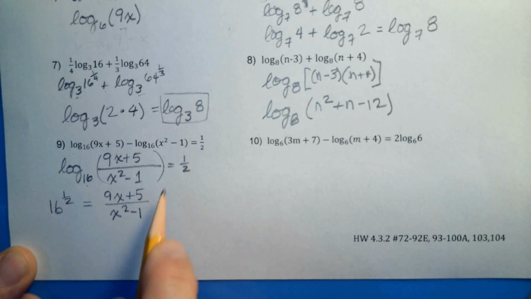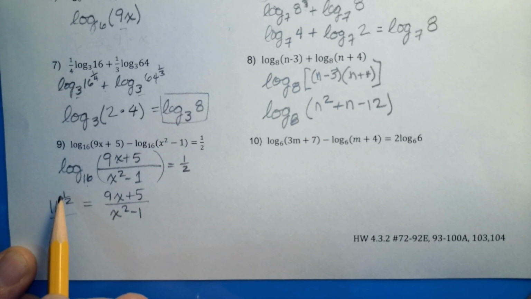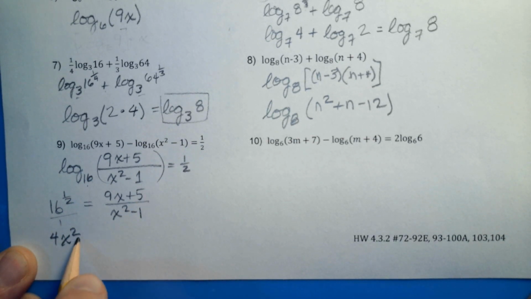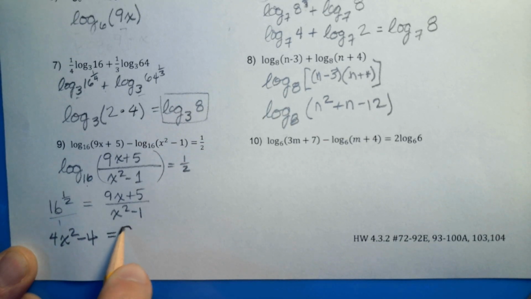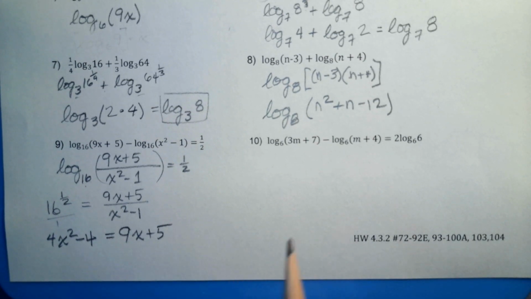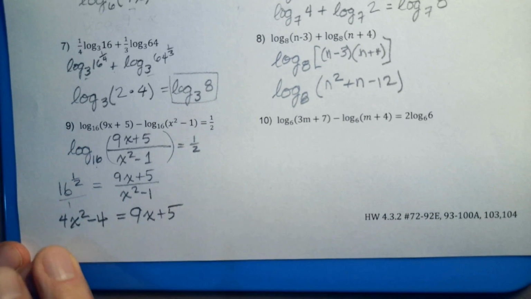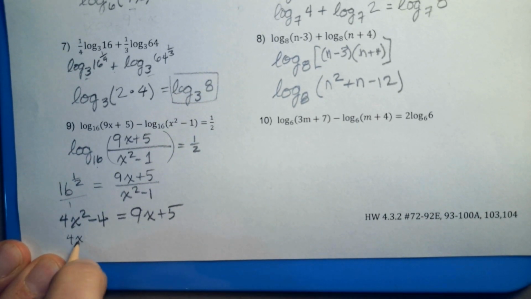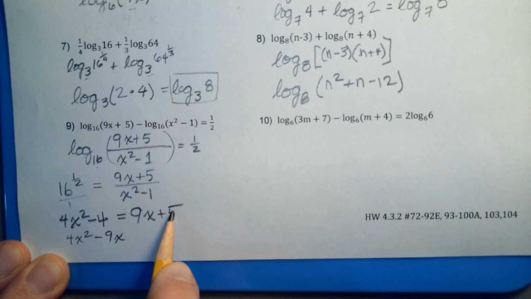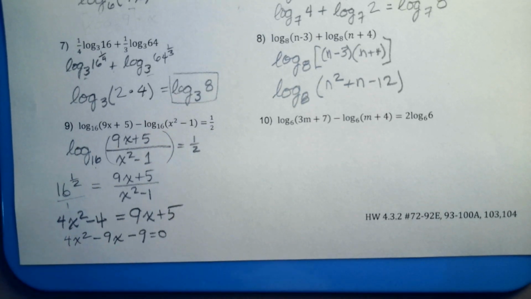And so now we can think of this as a ratio, a proportion, 4 over 1, so do the cross product. So we get 4x squared minus 4 equals 9x plus 5. And now we have a quadratic equation we need to solve. And so what we want to do is take everything to the same side. We have 4x squared minus 9x, bring the 5 over, that's going to be negative 9 equals 0.